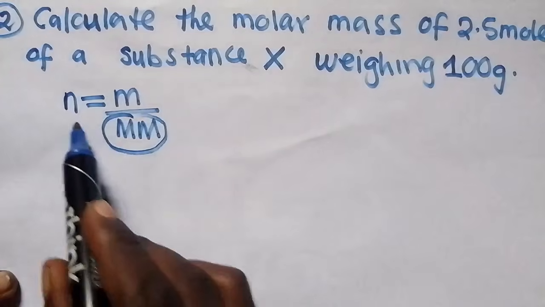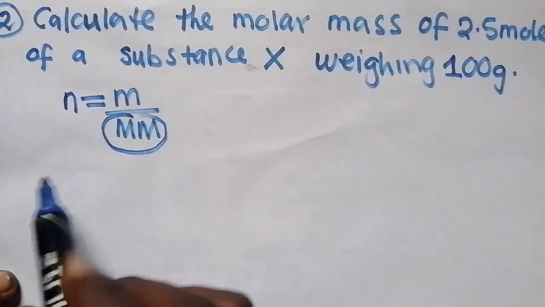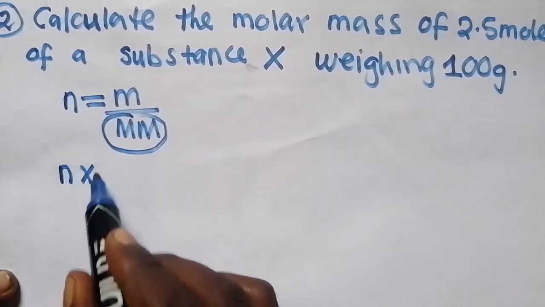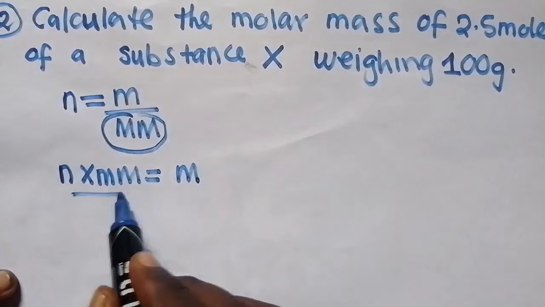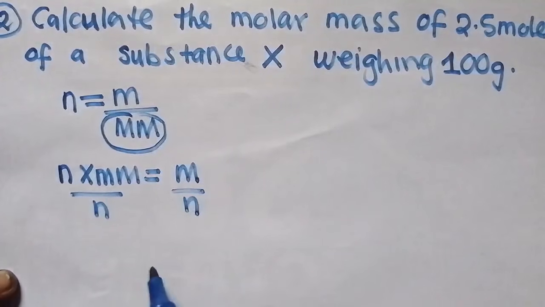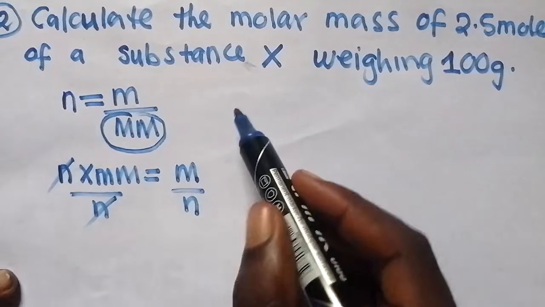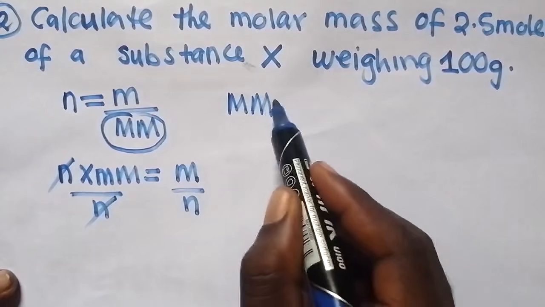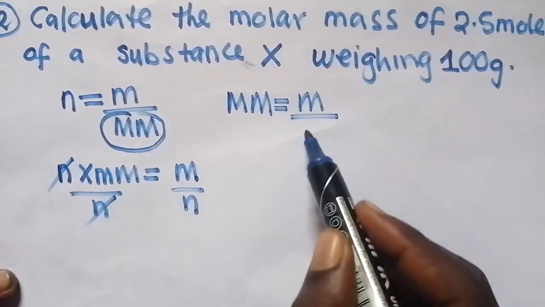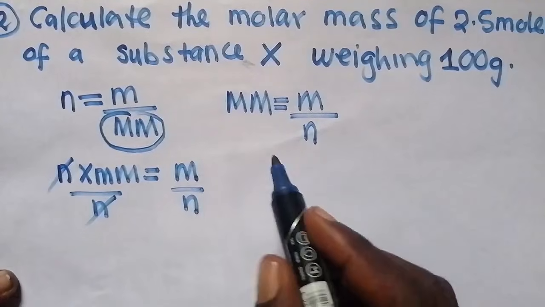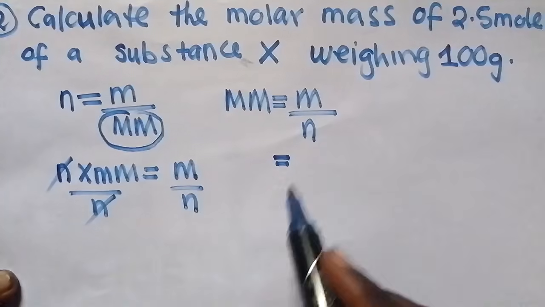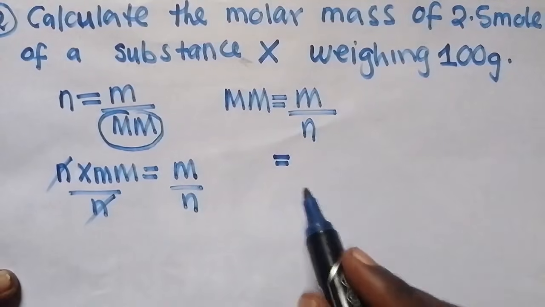If you cross multiply here, you are going to have the number of moles times the molar mass, which is equal to the mass. Then you divide by the number of moles, where this and that will be cancelled. Then you are going to have the formula: molar mass is equal to the mass over the number of moles. This is the formula that we are going to use. Where we are going to say this is now equal to, what is the mass? We are given the mass that it is what?